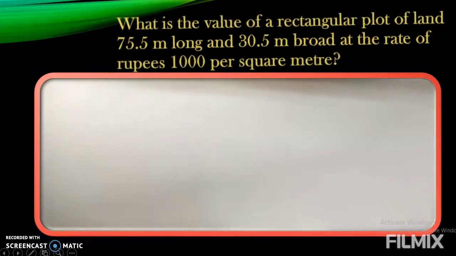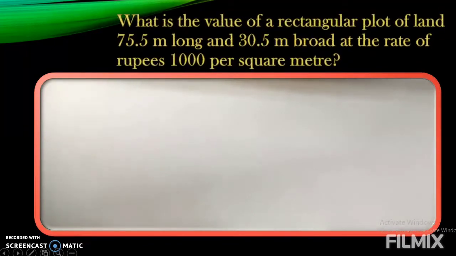Next question is, what is the value of the rectangular plot of land? Now in this question they are not asking area. They are asking the value of rectangular plot. Now we'll see how to find out the value of rectangular plot. Now let's see what is given. Of land 75 meter long. Long means they had given us length. Means here length of rectangular plot is given 75 meter. And 30.5 meter broad. Broad means breadth is given. So here we have two things, length of rectangular plot and breadth of rectangular plot.